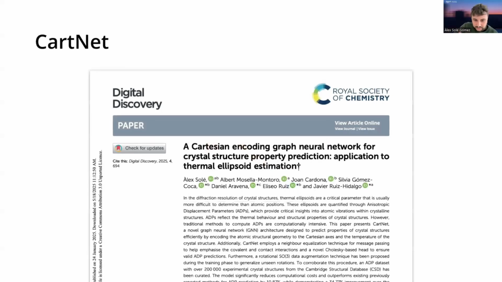So to do that, we designed this paper that we just released about the thermal ellipsoid, which I will explain now. Basically, it's a paper that uses periodic boundary conditions and graph neural networks in order to detect how a molecule is vibrating, how the atoms are vibrating inside of an infinite material.